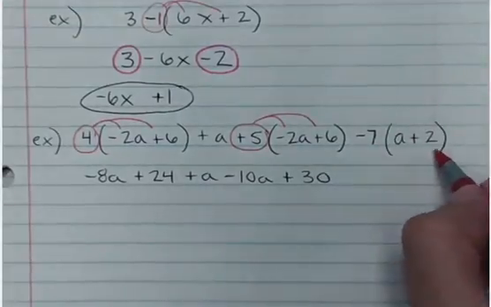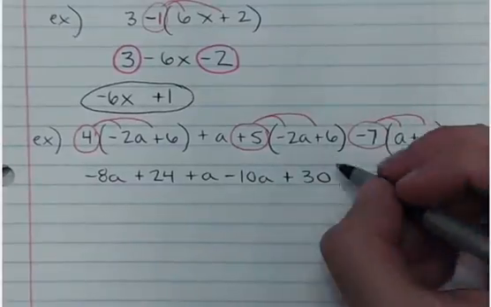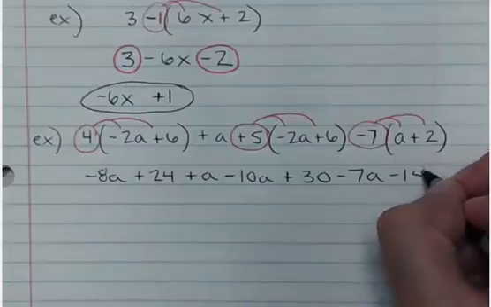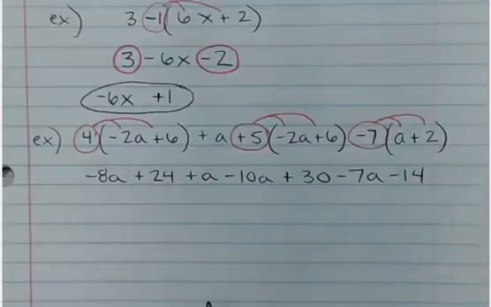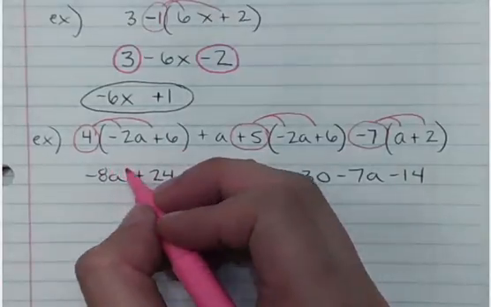And then I need to get rid of this last set of parentheses, so I'm going to distribute that. Negative 7 times a is negative 7a. Negative 7 times 2 is negative 14. So you had 3 things you were distributing here, 6 rainbows total. So if you got that, perfect. You should get the correct answer. Although, we'll find out. So A's, let's circle our A's.